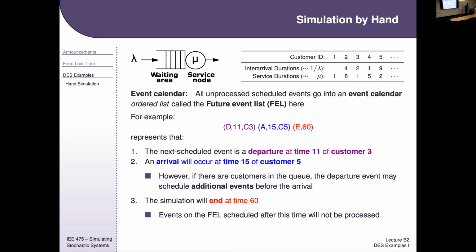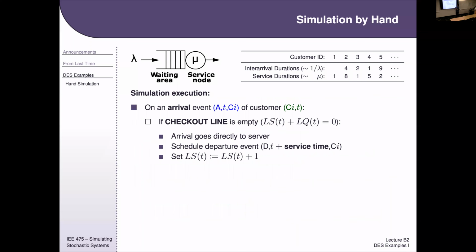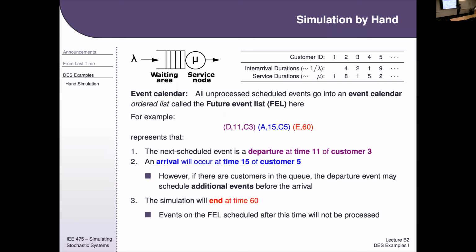All right, any other questions? All right, so how do we execute this? So we got this stuff up here. We know that the end event is whatever I said, 60 or something like that. So how do we go through this?